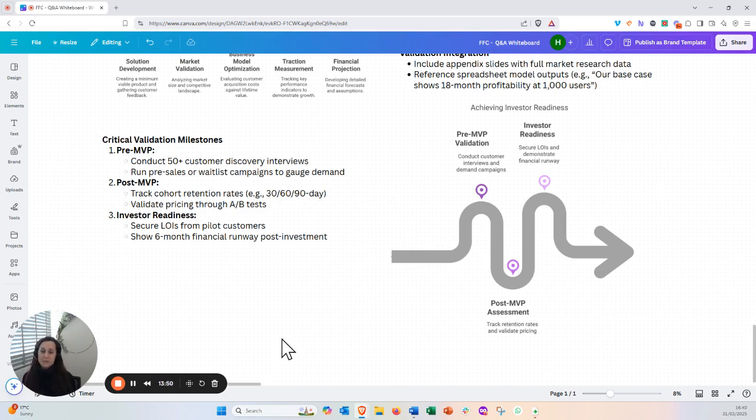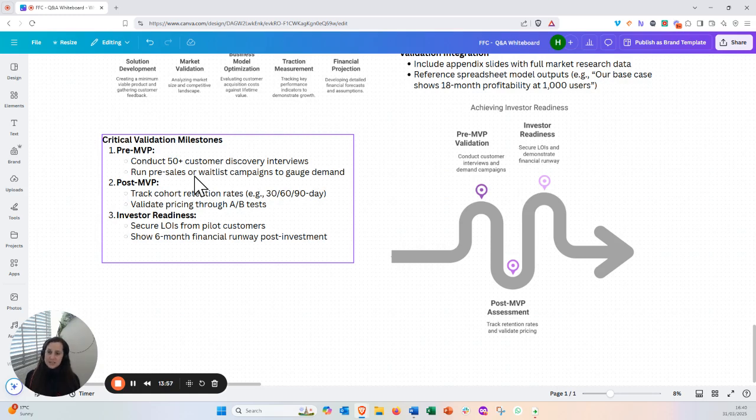So the critical validation milestones are, for pre-MVP, where you conduct your discovery interviews and your questionnaires, and you run a pre-sales or a wait list campaign, to gauge whether people are actually interested, however you want to validate the problem and solution. Then post-MVP, this is where you can look at the data, give it some time, track the retention, the churn, the engagement, the daily active users or the monthly active users, and then validate all the different elements that you need for the assumptions in your business model.